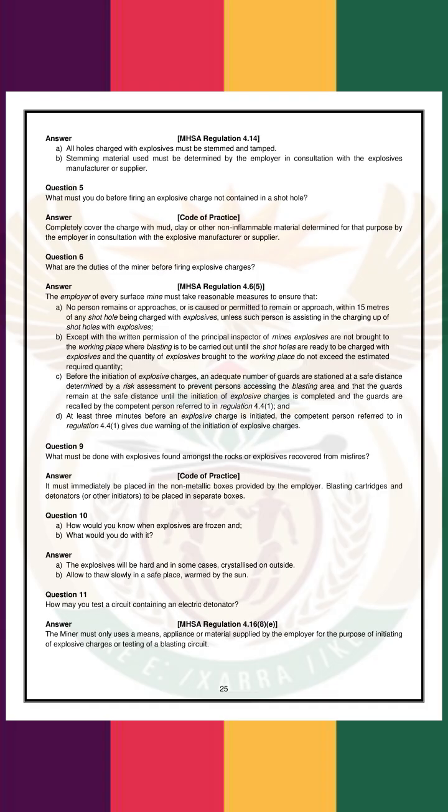Question 11. How may you test a circuit containing an electric detonator? The miner must only use as a means, appliance, or material supplied by the employer for the purpose of initiating explosive charges or testing of a blasting circuit.